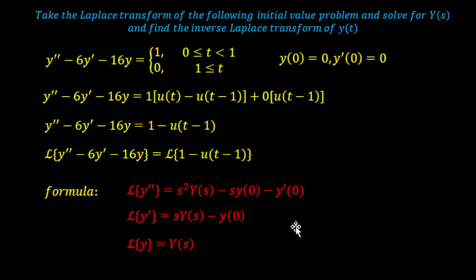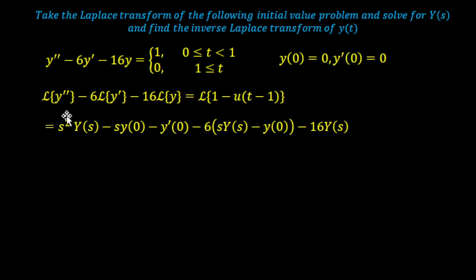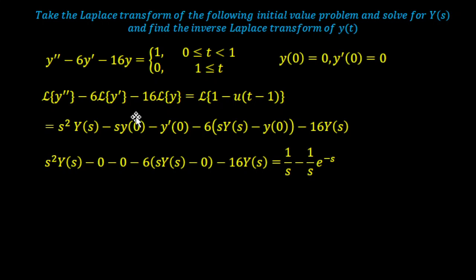we have these formulas, and let's plug that in here after taking the Laplace transform. We have this. Substituting these initial values, zeros, and this cancels out because this is just 0, and we're left with this one. And also the Laplace transform of the right hand side here is because of this.